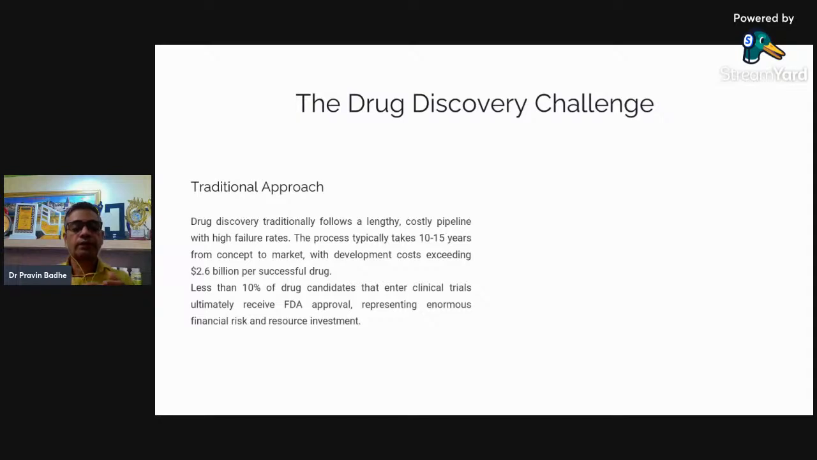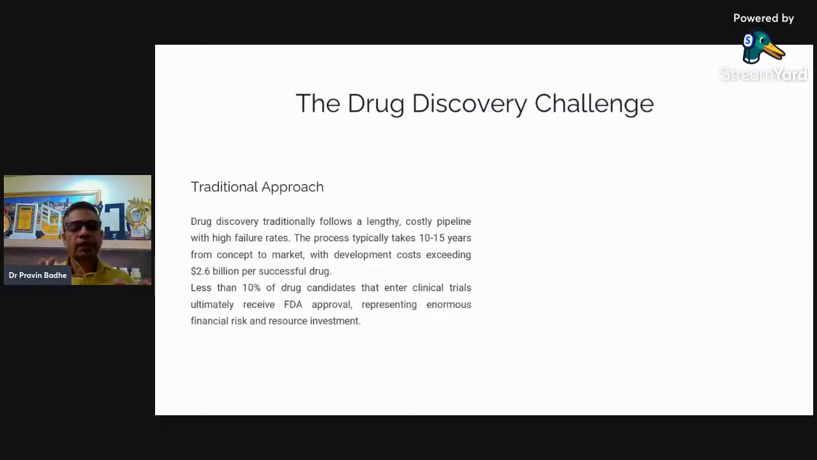That is identifying the targets, identifying the leads where you utilize in vitro assays, and then optimize them to identify the targets and validate those targets, and then you move towards preclinical and clinical. That 10 to 15 years of time has a cost involved of more than 2.6 billion. And mostly it is a lengthy and costly process, but the chances of failing are also very high.